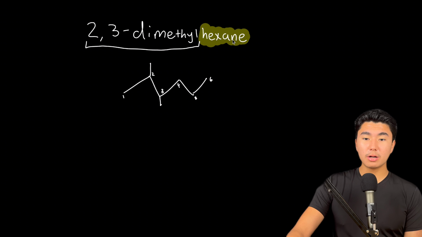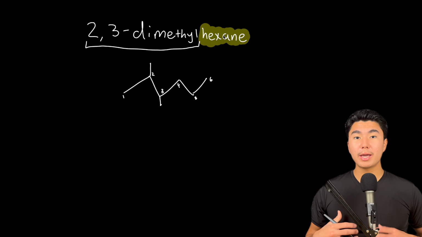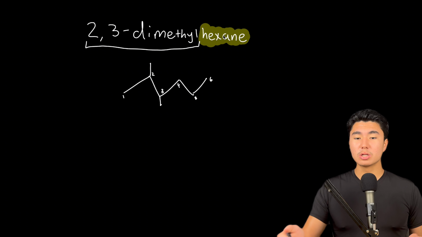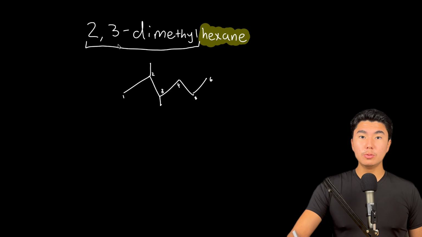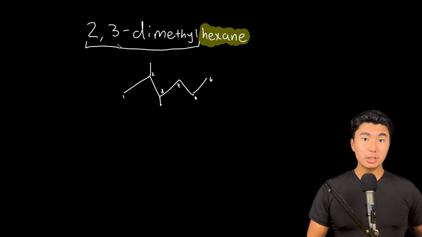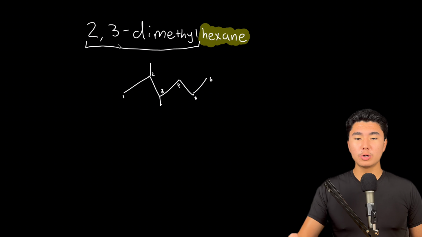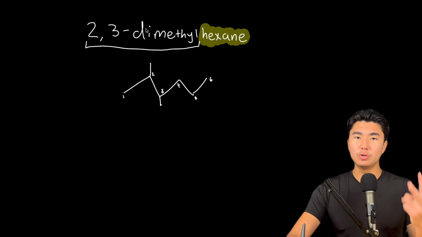So starting off with this hexane, we know we have 6 carbons, so we created that 6 carbon parent chain. And from that 2,3, those are indicating the locations in which we'd see those methyl groups. And this di indicates we have 2 methyl groups.